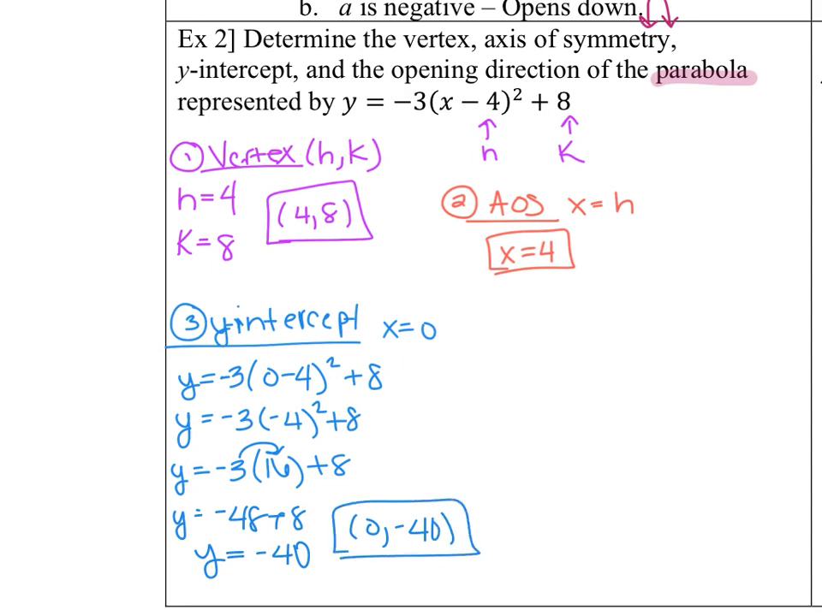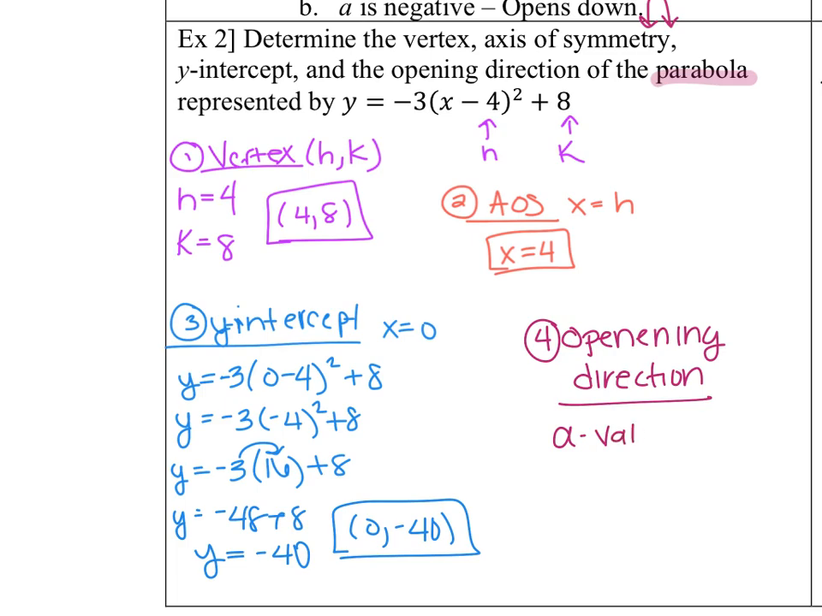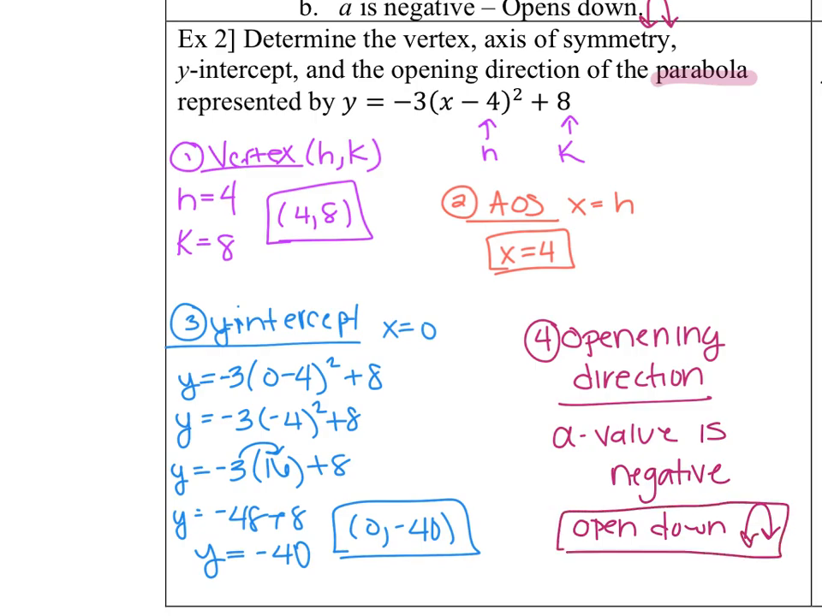Last thing that we can determine from the vertex form equation is what direction our parabola is going to open. So opening direction. Okay, so now we gotta look at our a value. So in this case, our a value is actually a negative 3. Again, the number is not really what matters. It's the fact that it's negative. So that means our parabola will open down. So the vertex is going to be a maximum this time.